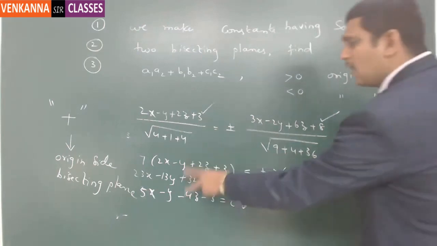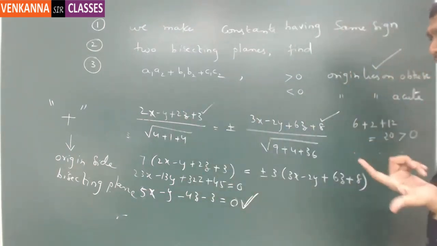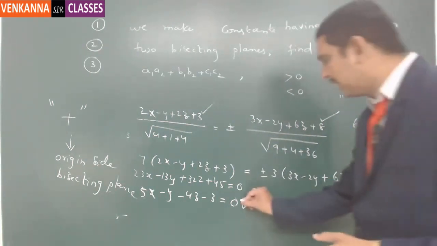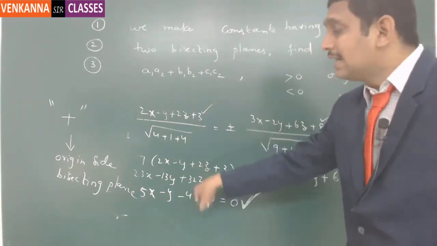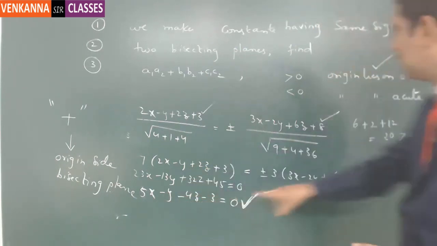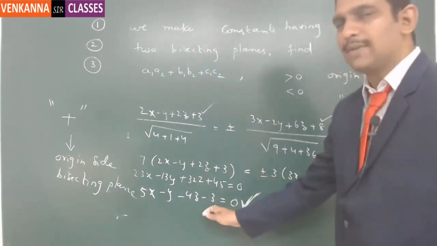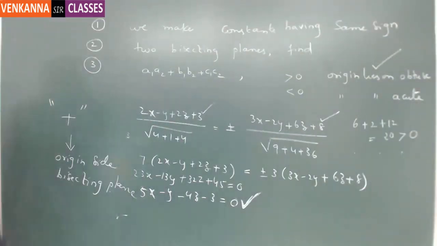Now I have calculated the two plane equations from the formula. Now I know that while applying plus sign, I got this plane. So this is nothing but the origin containing plane, so this is the obtuse angle bisector. That's it. So this is the obtuse angle bisector and this is the acute angle bisector. You are done. Clear now? Is it clear to all?